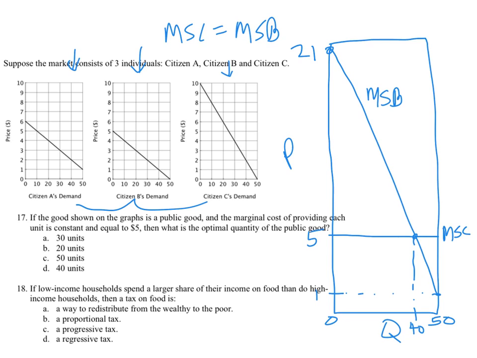We notice that individual A gets 2 units of benefit at 40. Individual B gets 1 unit, 2 plus 1 is 3. And individual C gets 2 units, 3 plus 2 is 5. So the y-coordinate at x equals 40, q equals 40, the p-coordinate is 5. And so that's our optimum quantity, and the answer is D, 40 units.